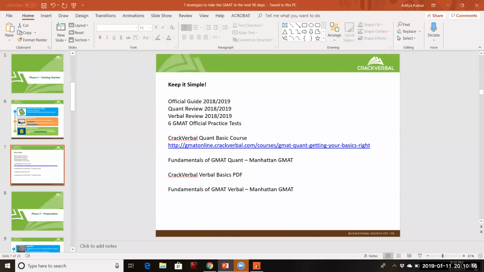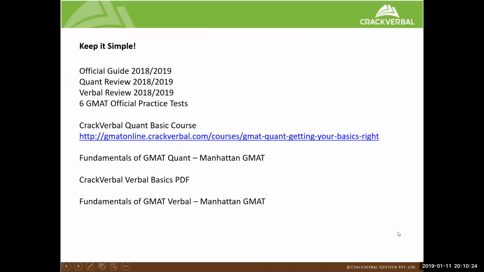Now, what are the resources that you need to use, right? Very simple. I would prefer you keep this simple. I would not want you to make a mess of things. There are a lot of resources out there, but the most trusted resources are the official resources. So the official guide 2018 or 2019, any one will do. Just make sure you use one edition, please. Don't use all the editions, because you'll end up finding that almost 85% of the content overlaps. So whichever edition you use is absolutely fine. We recommend that you use either the 2018 or the 2019 edition.